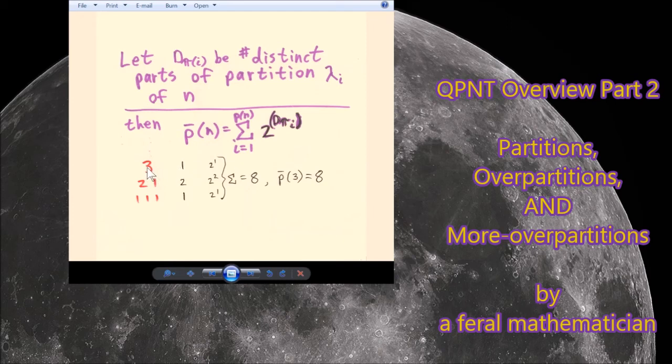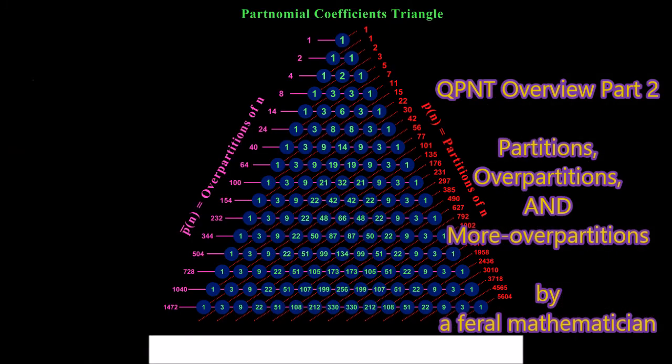So 3 has one distinct part, 2 to the 1. 2 and 1, 2 distinct parts, 2 to the 2, and then 1, 1, 1, only one distinct part, so 2 to the 1. 2 plus 4 plus 2 is 8. Over partitions of 3 is 8. And so that's kind of cool.